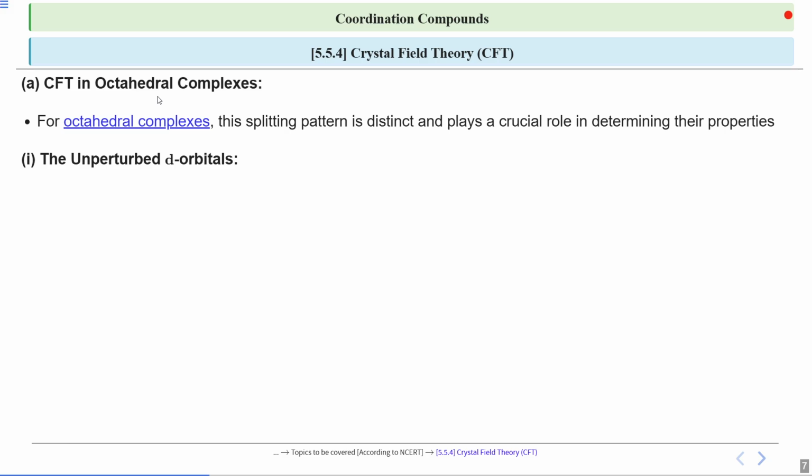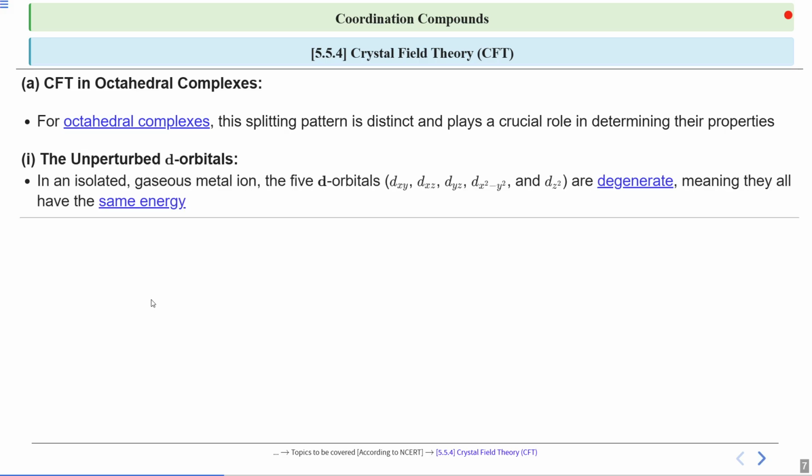So let's talk about the first part, that is the unperturbed d orbitals. What does that mean? In an isolated gaseous metal ion, the 5d orbitals which we have talked about, the dxy, dxz, dyz, dx square minus y square, and the dz square, they all are degenerate. That means they have the same energy. So in the isolated gaseous metal ion, the 5d orbitals are degenerate, meaning they all have similar energy levels.